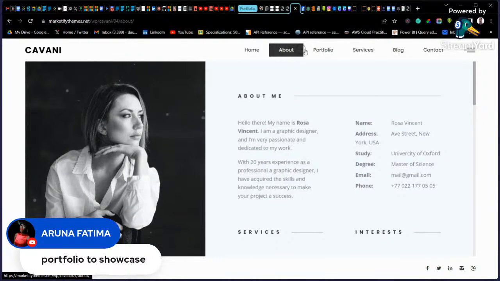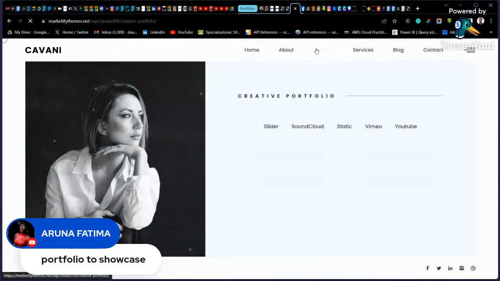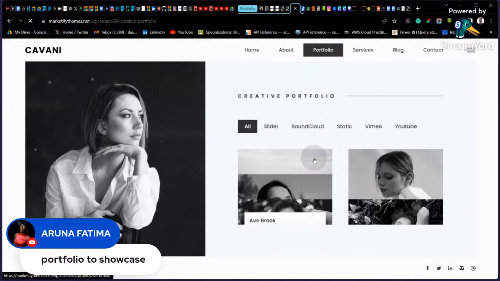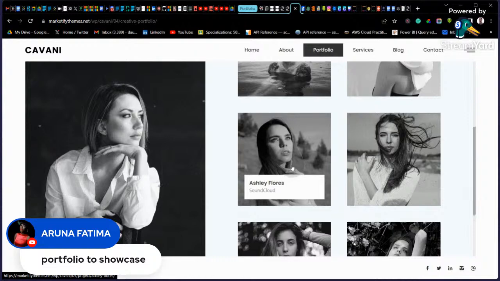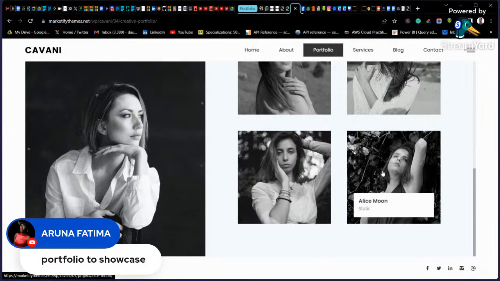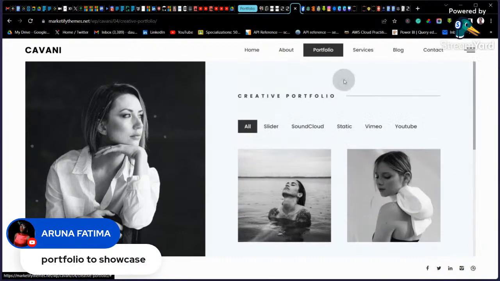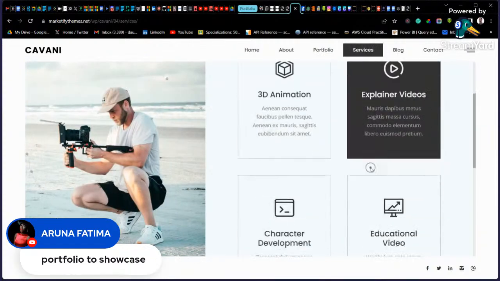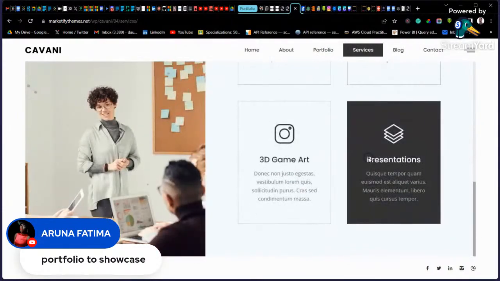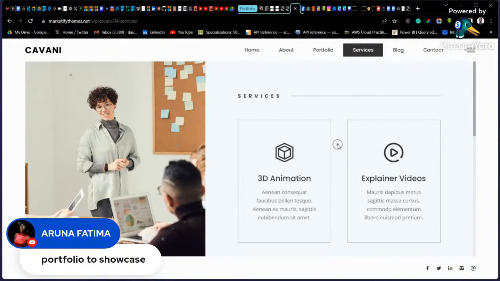Then there is the work you have done, your portfolio. This person is a photographer, a creative designer. You can see all her work here, different kinds of things, and what services she renders. She does animation, everything she can do. So just tell them what you can do. If you can do designing, put designing there. If you can do data analysis, put data analysis there.